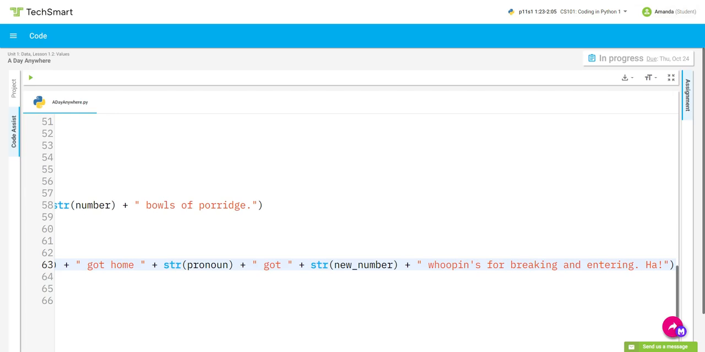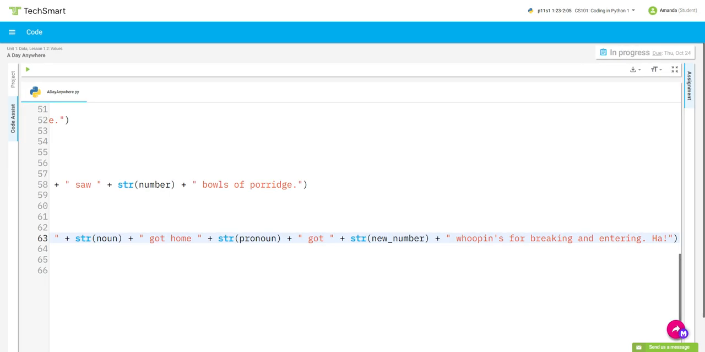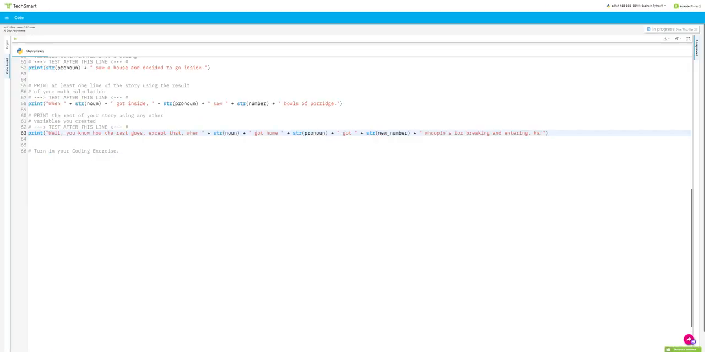You make your own weird story. Here, let me shrink this so you can see the whole line of code. Oh, that is very small. See the whole line. That was a lot of concatenation in there.